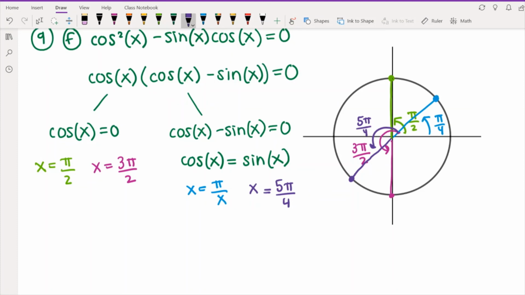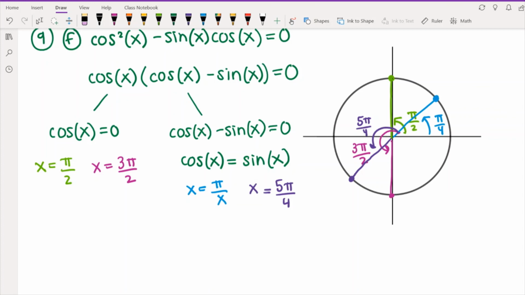Another way that you could do this is, at this stage, if you divide both sides by cosine, you get sine over cosine, which is tangent, is equal to 1. And so really it's the same as solving the equation tangent of x is equal to 1. Okay, and that's it. We have now found all solutions between 0 and 2 pi.